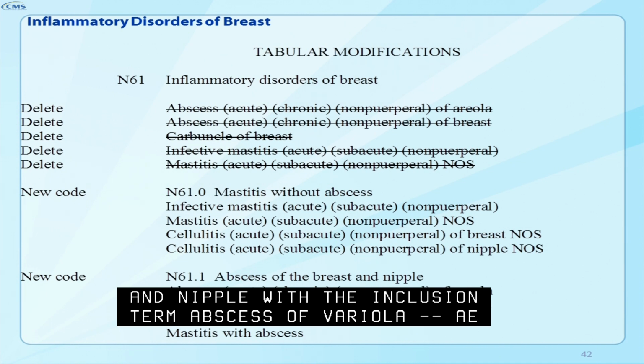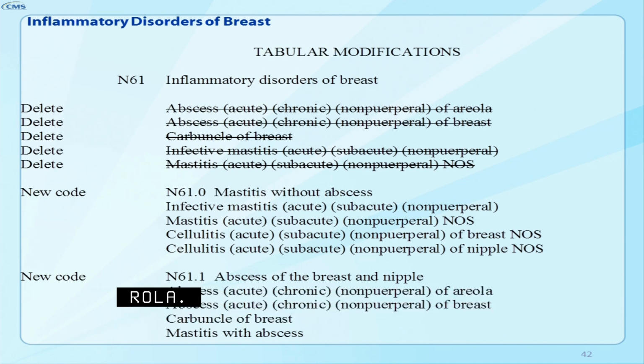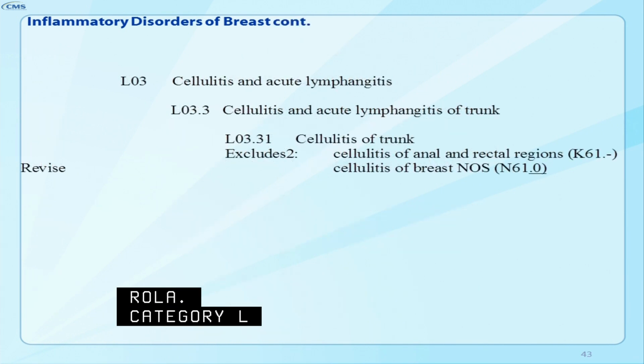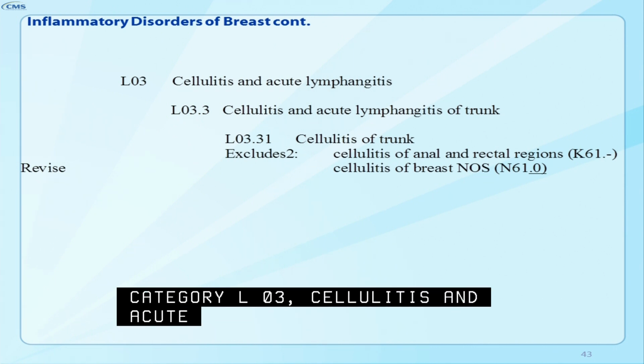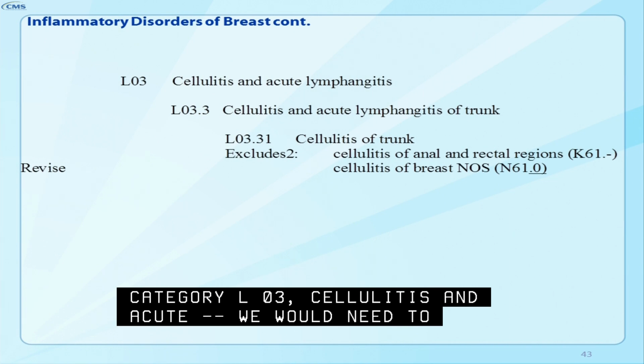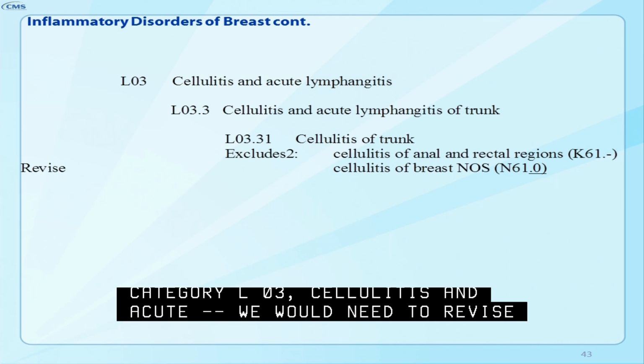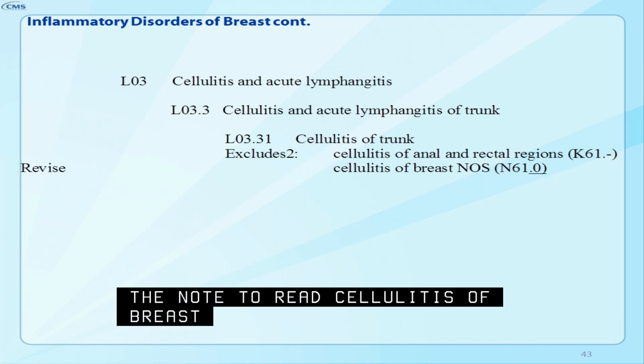And at category L03, did that come up there? There we go. At category L03, cellulitis and acute lymphangitis, we would need to revise the Excludes2 note to read cellulitis of breast NOS at code N61.0. Are there any questions or comments?